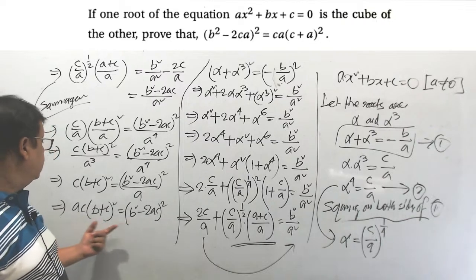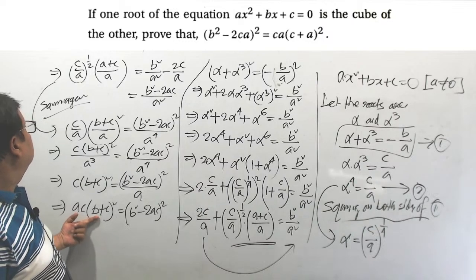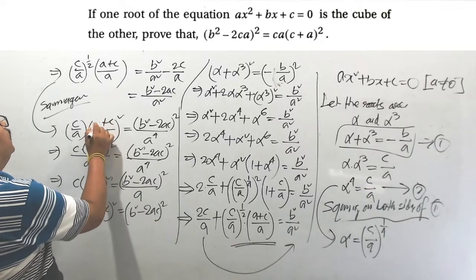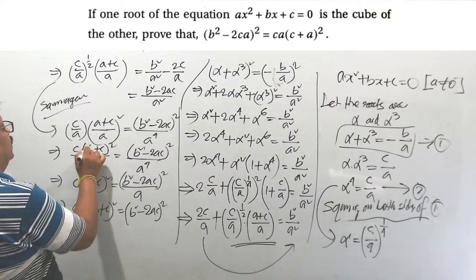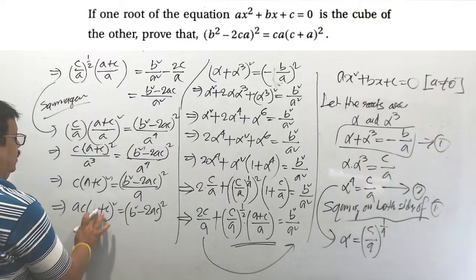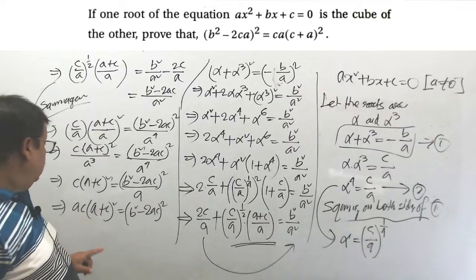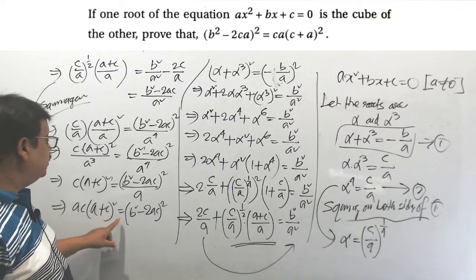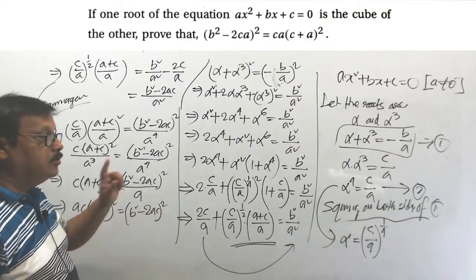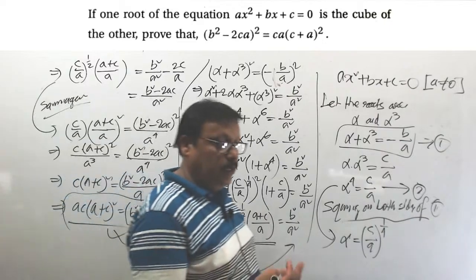ac into c plus a. Oh, by mistake I wrote b. It is c plus a. Correct? ac into (c plus a), that is (c plus a) whole square, equals (b square minus 2ca) whole square. Correct. Hence the problem. Understood?